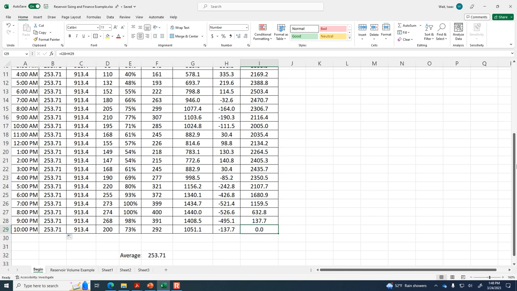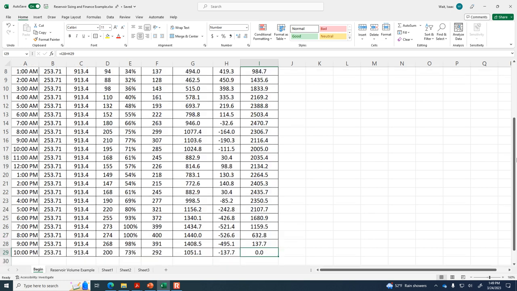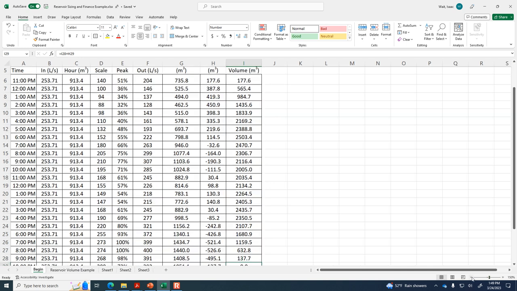Now what this shows is that during a 24-hour cycle, we've had balance between in and out. But what was the original question? The original question is, how big does the tank need to be? So any thoughts on that? Is there anything in this table that suggests how big the tank should be? The maximum. Good, exactly right.